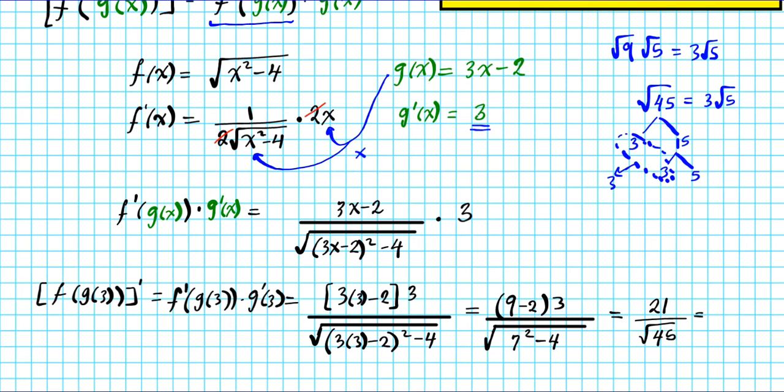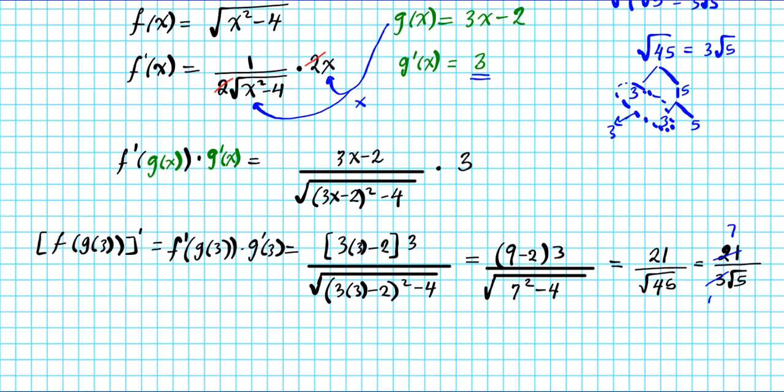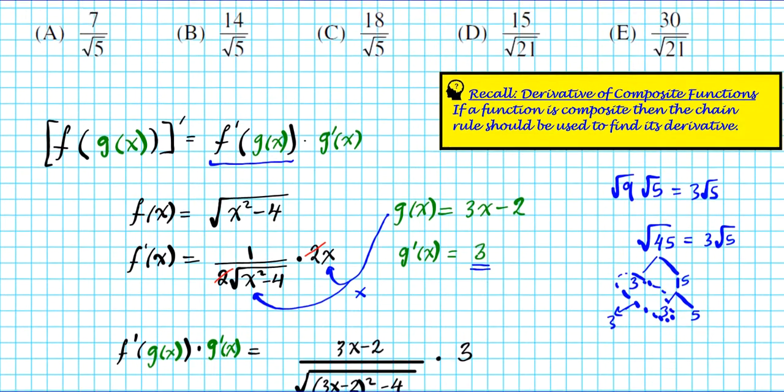Alright, so this becomes 21 divided by 3 root 5. And then we can simplify further. 3 goes here once, 3 goes here 7 times. And your final answer is 7 over root 5. Okay? And that is option letter A.